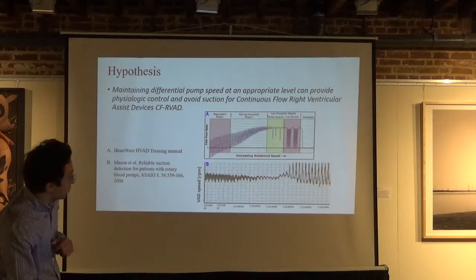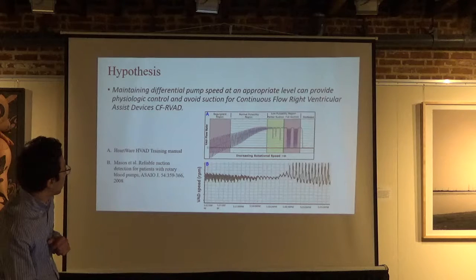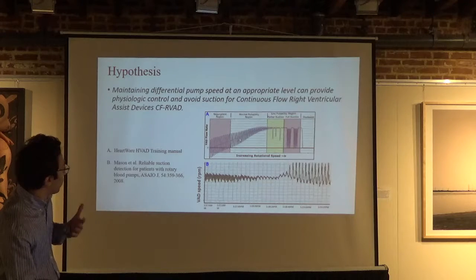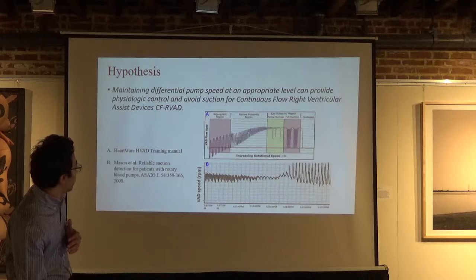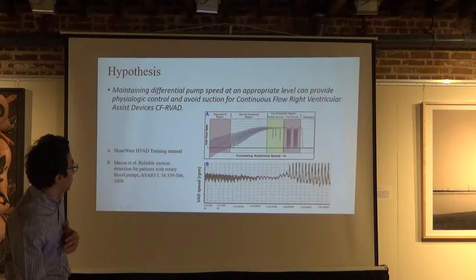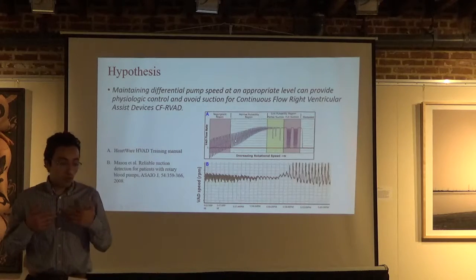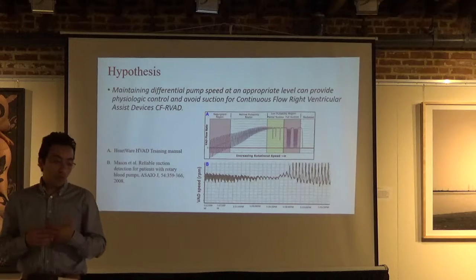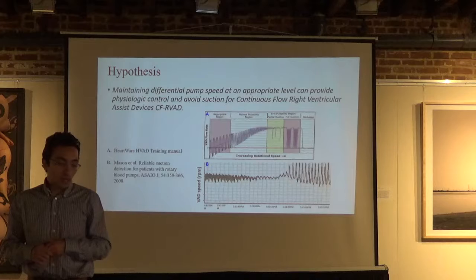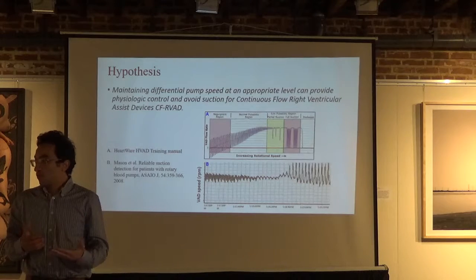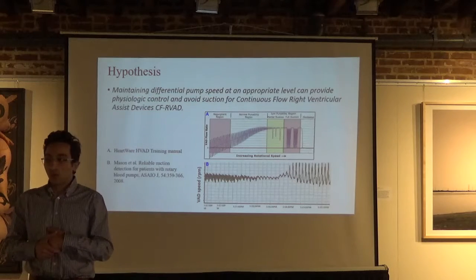So when you get closer to suction, this delta RPM or delta Q is going to decrease. But when you don't unload the heart as much, you will move towards hypoperfusion, and the delta RPM or the delta Q will increase. So we have this hypothesis that maintaining differential pump speed at an appropriate level can provide both physiologic perfusion and avoid suction for RVADs.